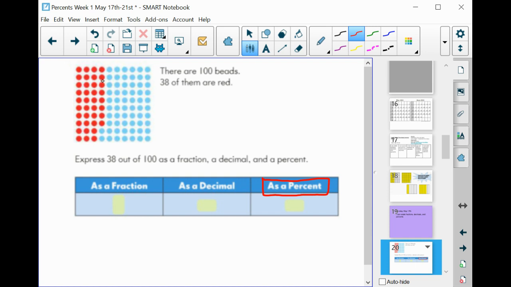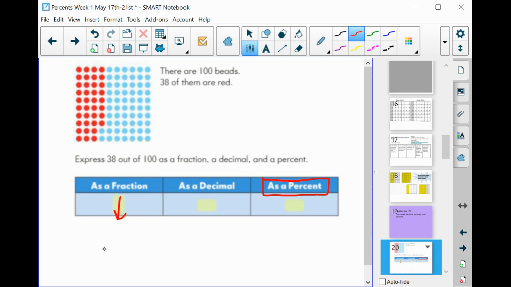So right here you see an image. I know it is a little bit blurry, but you see 100 beads. We know that there are 100, and 38 of them are red. Our directions are to express 38 out of 100 as a fraction, a decimal, and a percent. So these first two should be review for you.